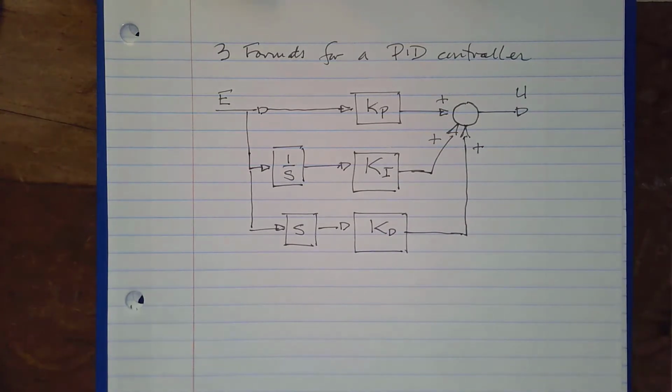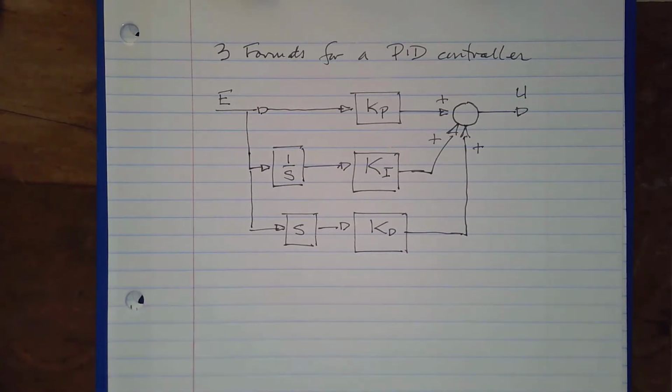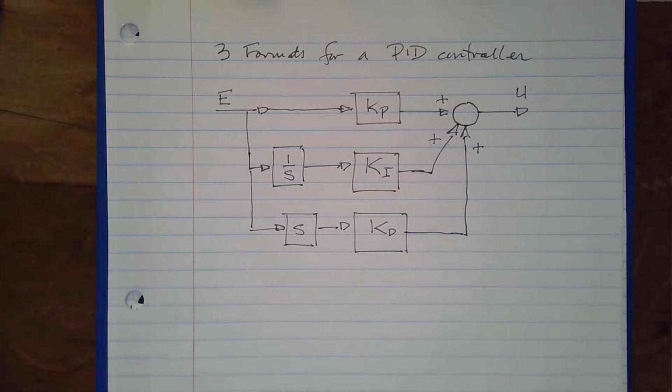All PID controllers in the PID family have a proportional action, but not all of them have an integral or a derivative action. In fact, if Ki and Kd are 0, you have what's called a P-only controller. If Kd is 0, you have a PI controller. If Ki is 0, you have a PD controller. And of course, if Ki and Kd are non-zero, you have a PID controller. So all controllers in the PID family have the P part.